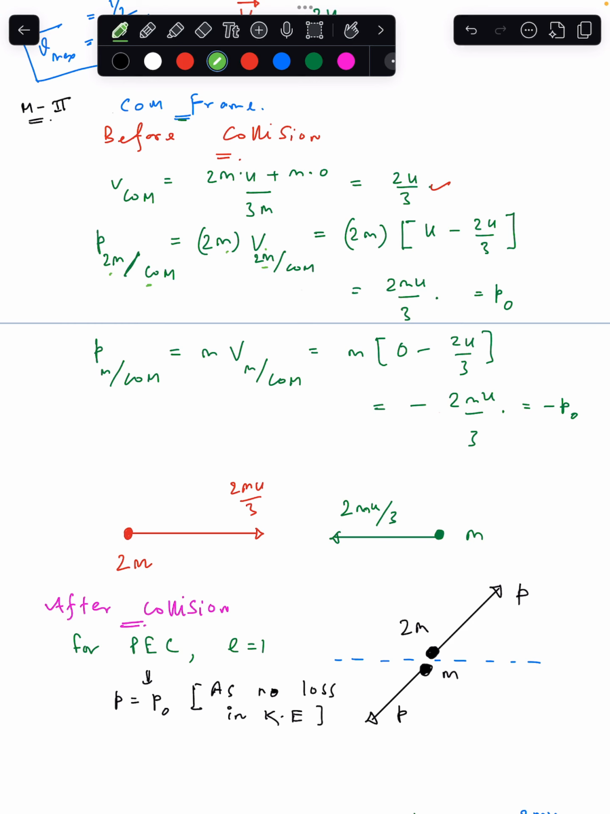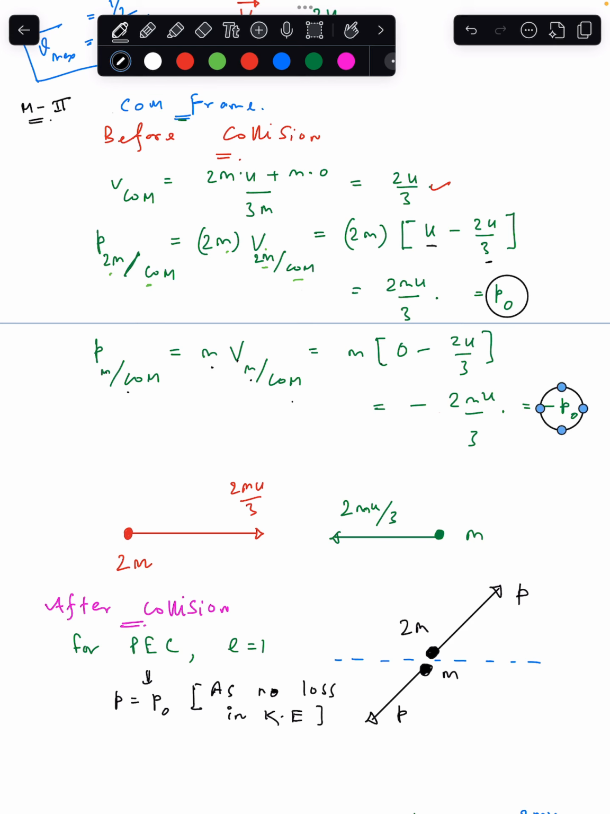So what is the momentum of 2m with respect to center of mass? 2m into velocity of 2m with respect to center of mass. 2m was having an initial velocity u, center of mass is 2u by 3, so it becomes 2mu by 3. I am calling this momentum p naught. What is the momentum of m with respect to center of mass? I will do once again, m into velocity of m with respect to center of mass. Same calculation, it becomes minus p naught.